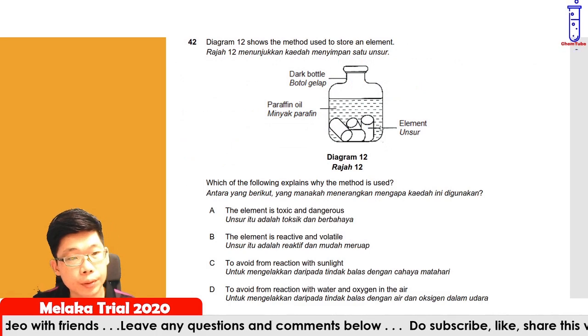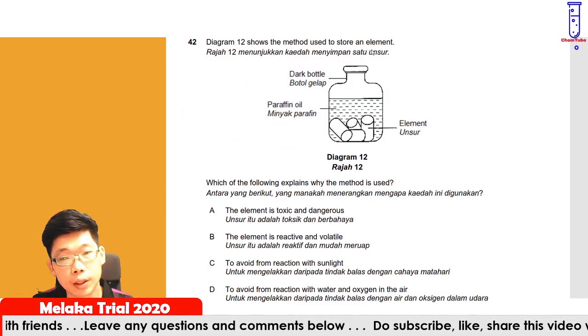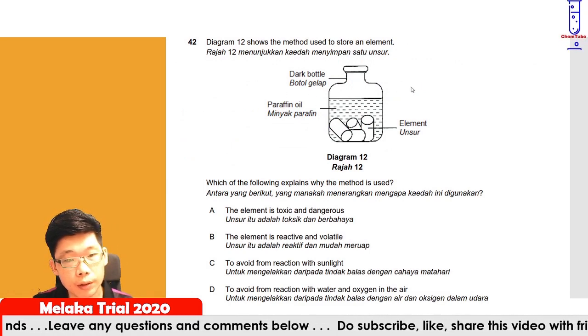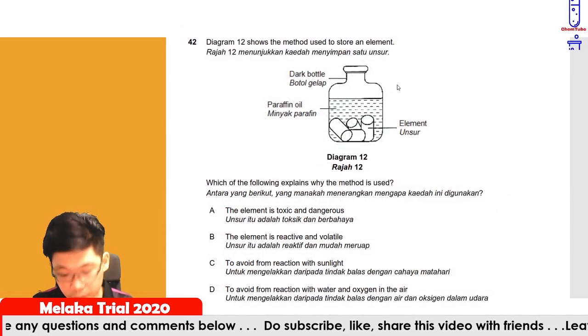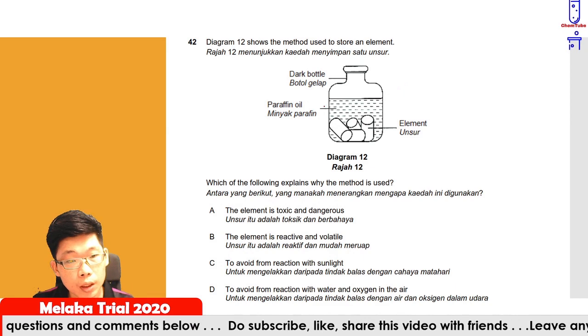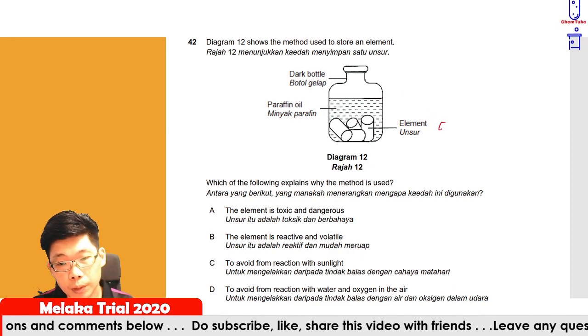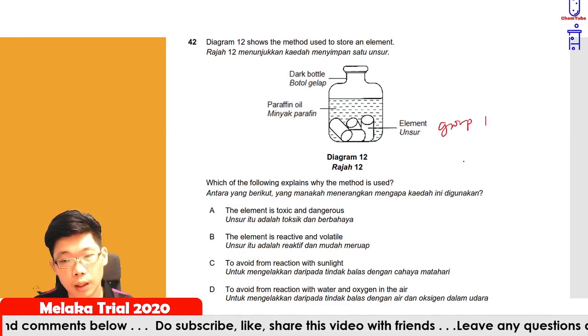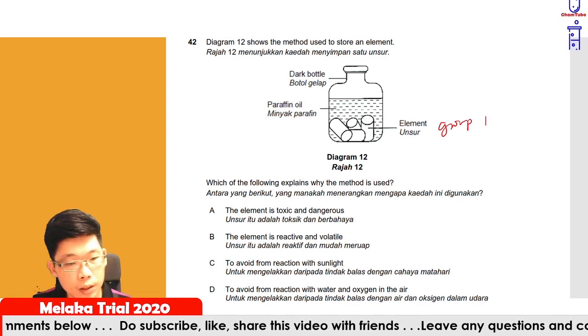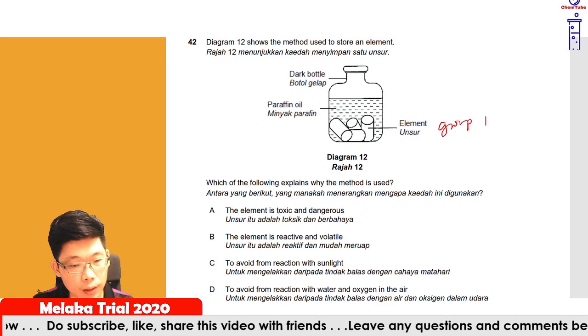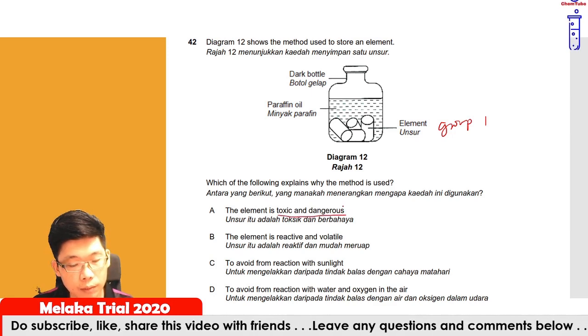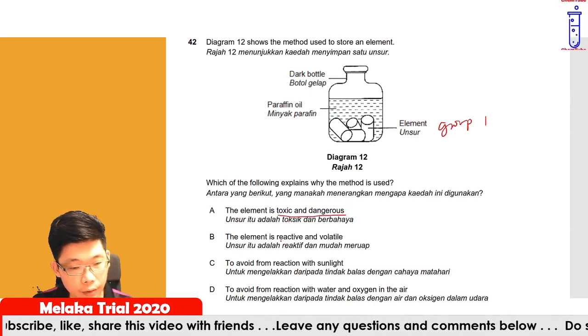Okay, 42. It shows the method to store the elements. Paraffin oil. So normally this one is for group 1 elements. Which of the following explains why the method is used? Toxic and dangerous. It's very reactive actually. Reactive and volatile.